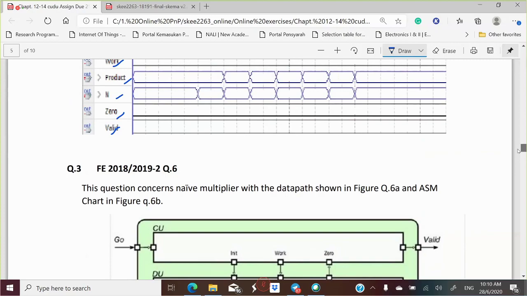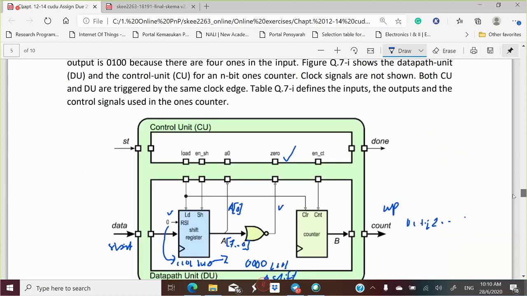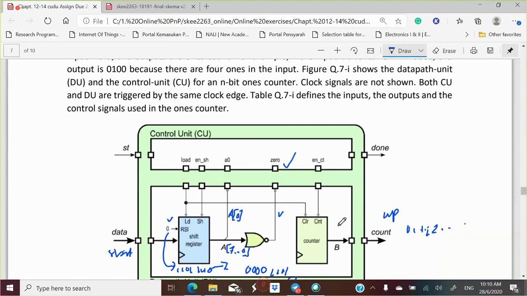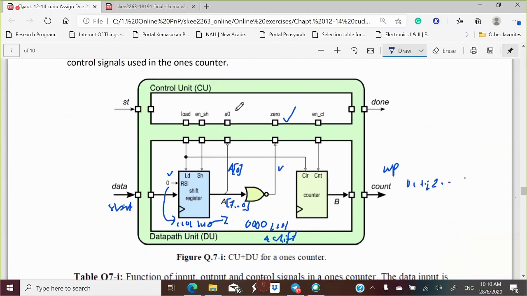But for the ones, where's question number 5? For this one, it will always check the A0. It must have a relationship to the E enable count, because you only want to count if you detect 1. For example, detect 1, you count as 1. Detect another one, count up. Detect another one, up. Detect another one, up. But if you detect 0, don't count.